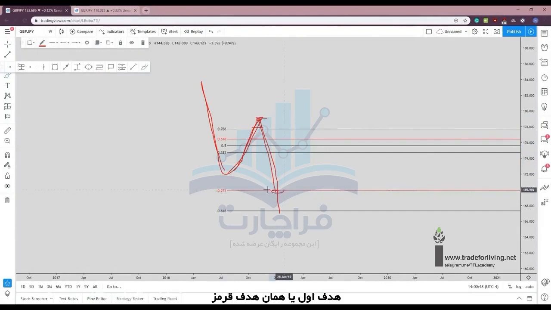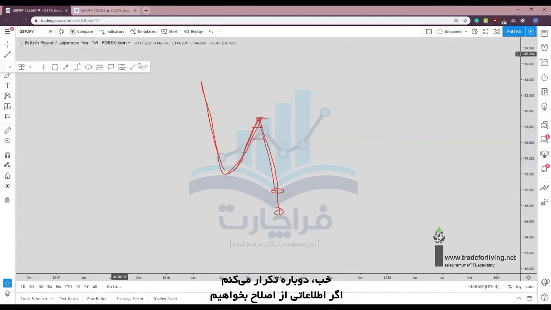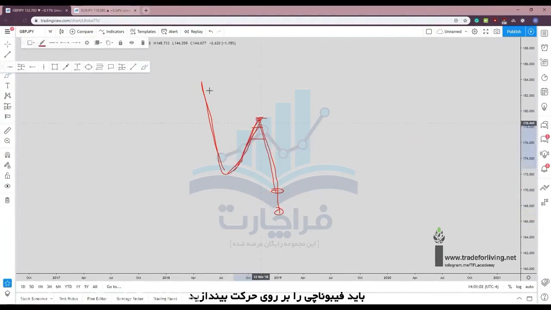Target 1, that is the red one, that is the minus 0.272, and we will just call it minus 27. And second target, the minus 618. This will be the second target. So again, I repeat, if we want information on the retracement, you need to take it on the impulse. If you want information on the impulse, you need to put it on the retracement.